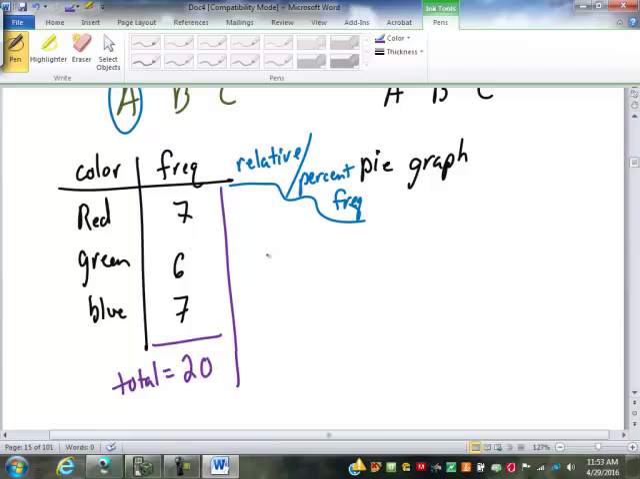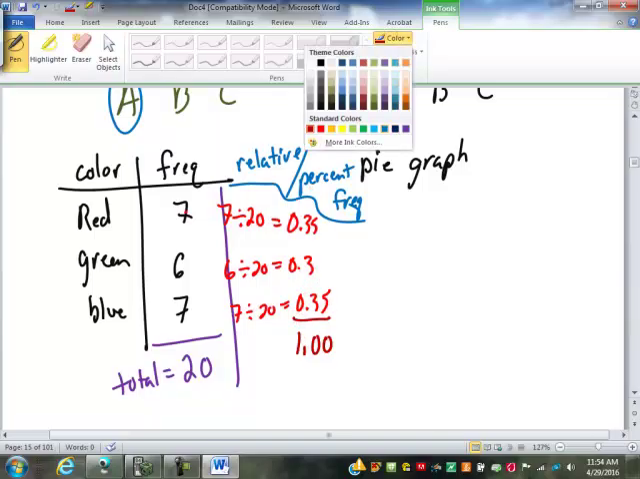So now my relative frequency is found by taking the frequency for that value divided by the total. So 7 divided by 20 is 0.35. 6 divided by 20 is 0.3. And 7 divided by 20 again is still 0.35. So that's a relative frequency. Those numbers should all add up to 1.00. Now they might be a little off. It might be 1.01 or 0.99 because of rounding off to a certain decimal place.